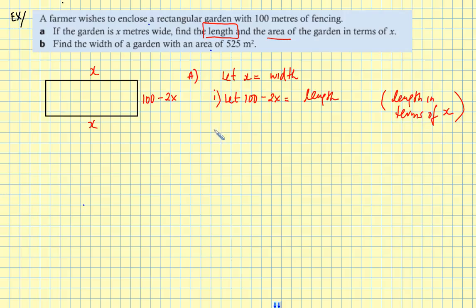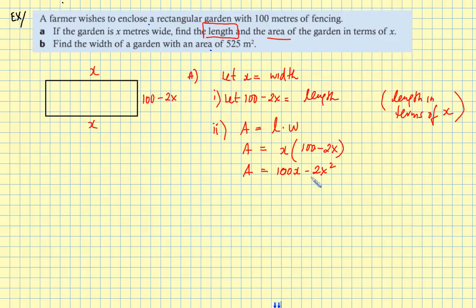Now, for the second part, where I have to find the area, area is equal to the length times the width. If I know that the width is equal to x and the length is equal to 100 minus 2x, then area is equal to x times 100 minus 2x. And therefore, my area would turn out to be 100x minus 2x squared.